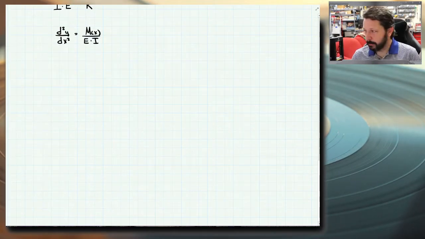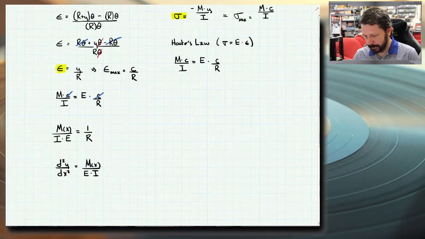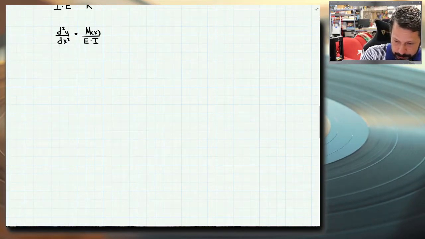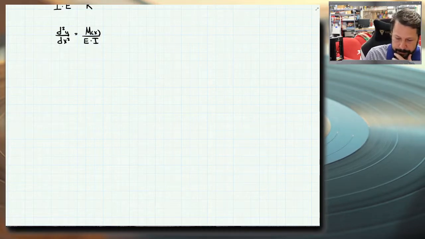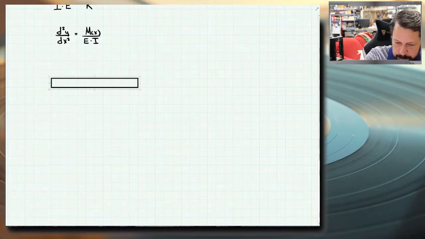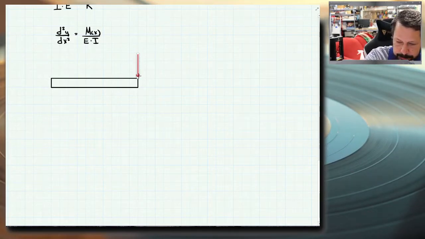Let's do a relatively straightforward one. We don't need a really complicated set of equations or beam configurations to deal with. Let's do a cantilever beam with a point load on the end of it. So here's our cantilever. Let's put a point load on the end of it.